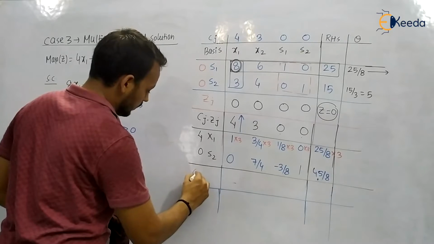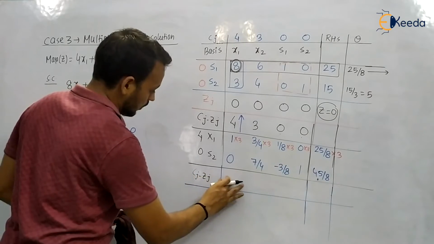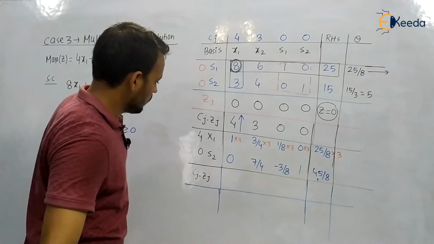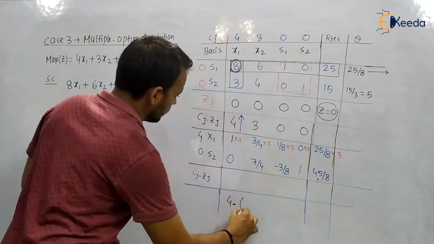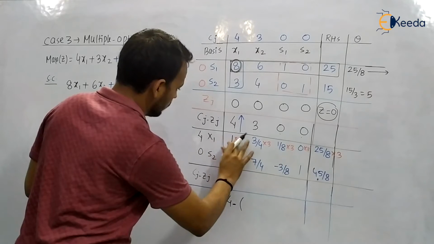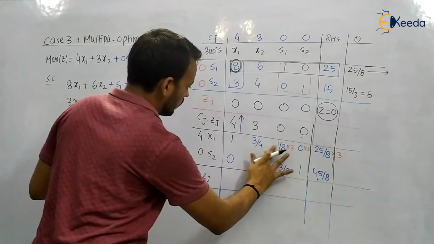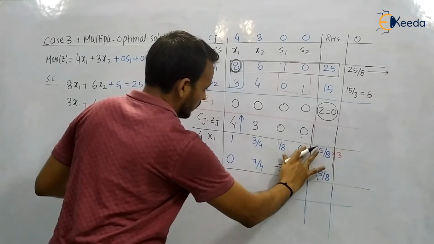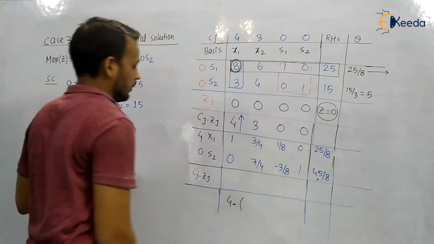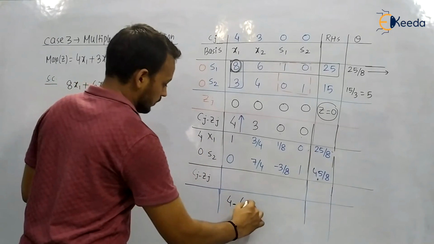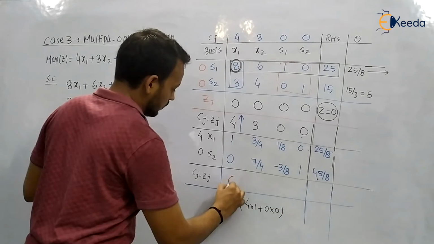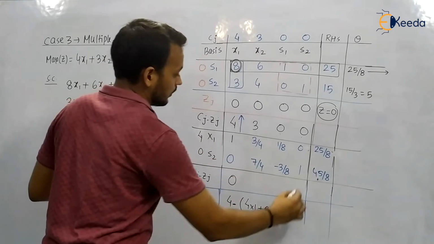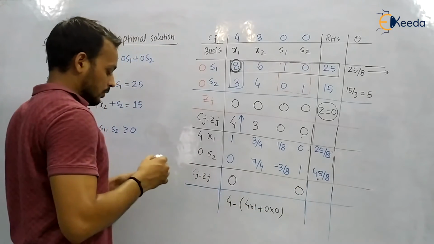Just you can do everything. Okay, I don't have the answers. Okay, so Cj minus Zj will be 4 minus 4 into... okay, this 3 you have to remove it. Okay, that's why the problem is there. So this is 4 minus 4 into 1 plus 0 into 0. So this is going to be 0. Okay, x1 will be 0, and h2 it is 0 because they are the basic variable.